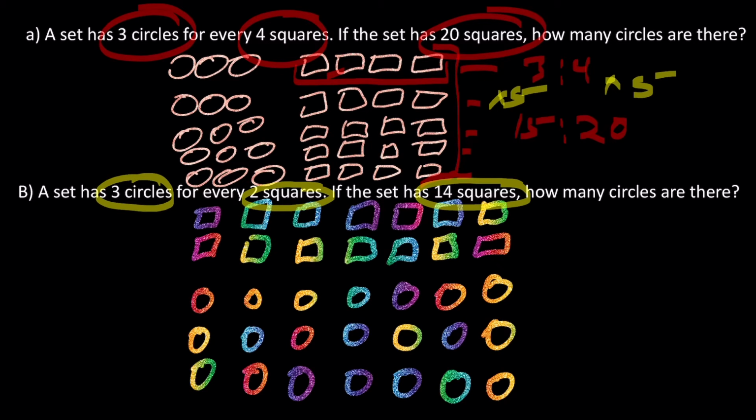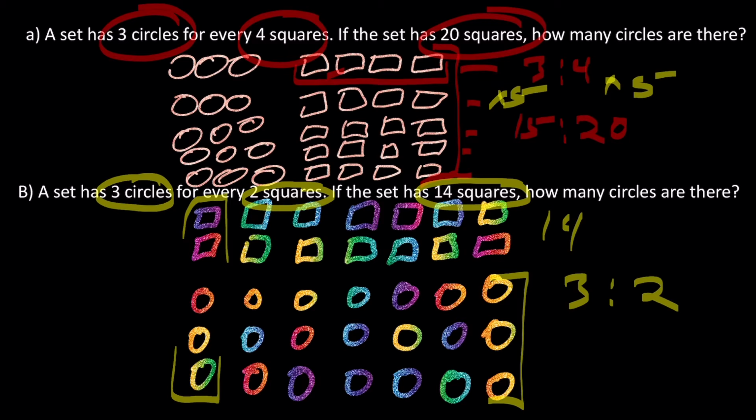Okay, so I did it in a different direction so it fit better, but it's the same idea. I have 3 circles here for every 2 squares, and then it said I needed to have 14 squares, so I have 7 in a row and I have 2 rows, so that's 14. And then I have 3, 6, 9, 12, 15, 18, and 21. So this would be 21 circles for every 14 squares.